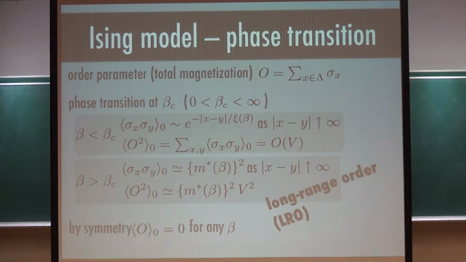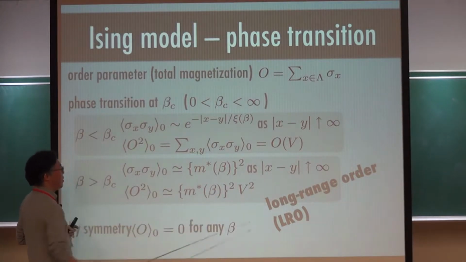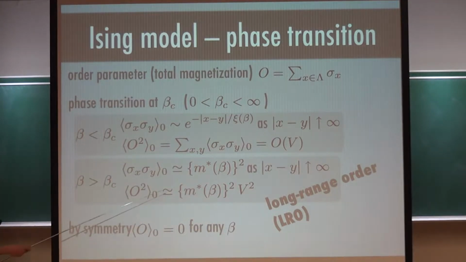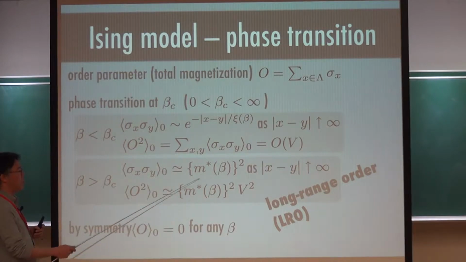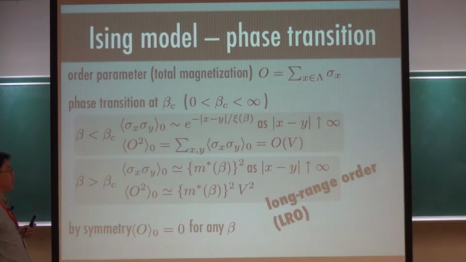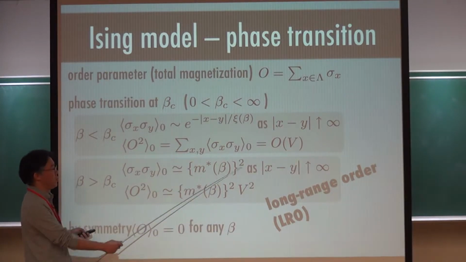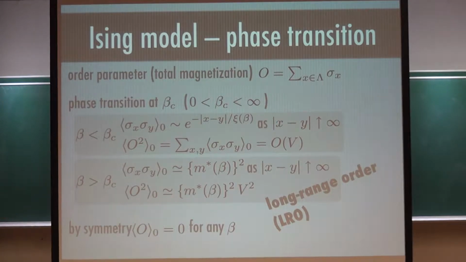That's high temperature. If you go to low temperature, then the two-point correlation function does not decay, no matter how far apart the points are separated. It converges to a non-vanishing, positive quantity that I denote by m star squared. Now in this case, the expectation value of O squared of course becomes m star squared times V squared. So this is long-range ordering. They are ordering far away.